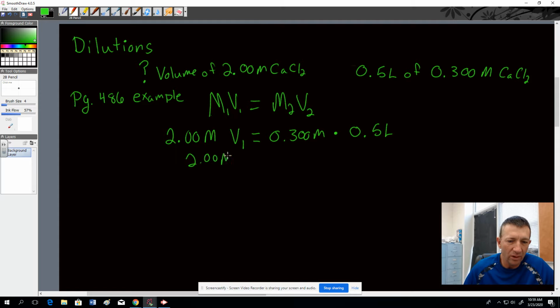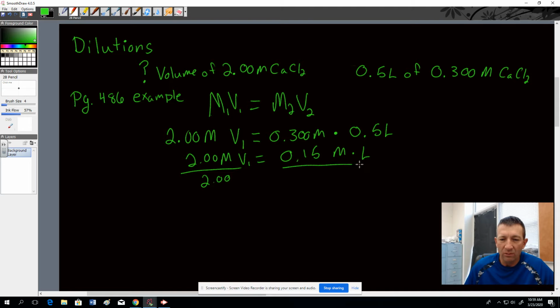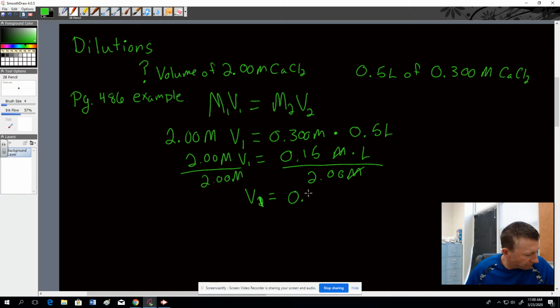I'm going to do it out the long way, longhand, and we go 0.3 times 0.5, we get 0.15. And the units we have are moles times liters, and then we're just going to divide by 2, just like we do in algebra. Divide this by 2. Forgot the unit on there. Molarity, molarity, and molarity cancels molarity. We end up with units of liters. So we get volume. The first volume is 0.075 liters. So that's the answer to it right there.